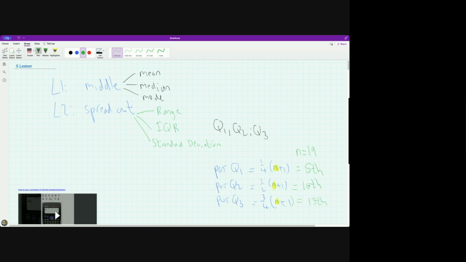And then we could use that to help us work out this. And then once we'd worked out that, the interquartile range is just Q3 minus Q1. And we also spoke about the fact that this part here is the middle 50% of the data.